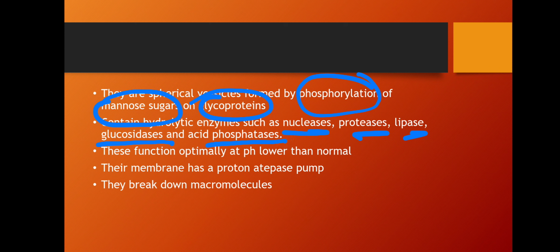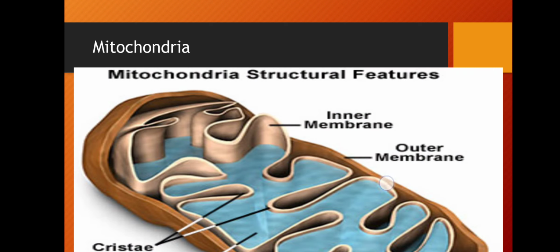These ones function optimally at lower than normal pH. That's when they function best. Their membrane has a proton ATPase pump, and they break down macromolecules.